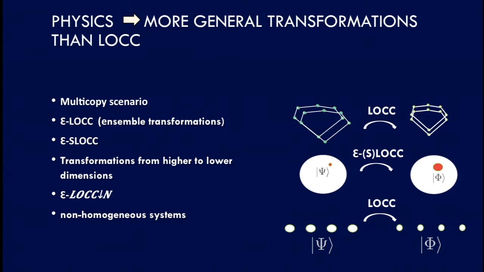So for instance, you can consider the multi-copy scenario. You can consider epsilon-close transformations. I don't really care experimentally whether I go to the state psi or to something that is close to psi. Actually, I can never go to psi, so it's as good as going to something that is close to it. So one should generalize to approximate transformations. One should also generalize to transformations from higher dimensions to lower dimensions, because I could use a system which is, say, 5-level in order to go to a system which is 2-level, like qubits and things like that. Okay, so there are many generalizations really suggested by physics that I think are the next steps that one should look into.